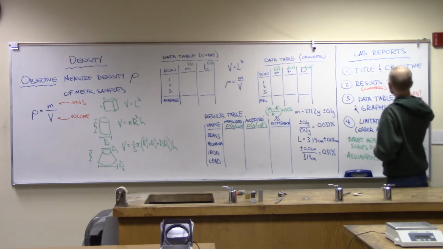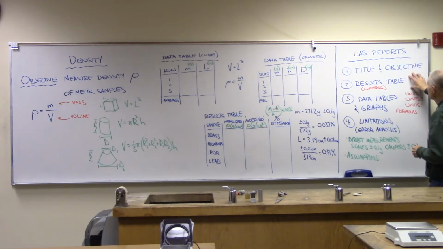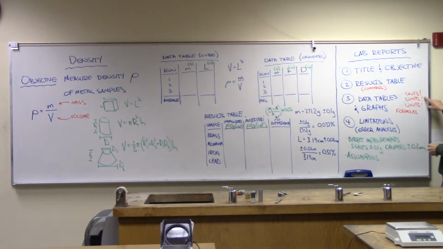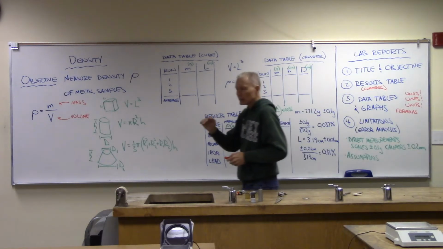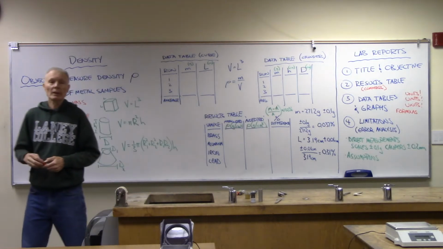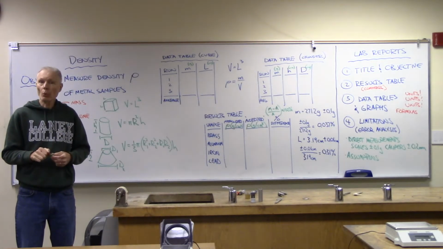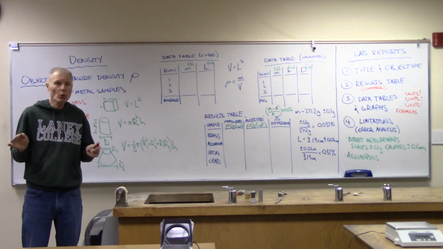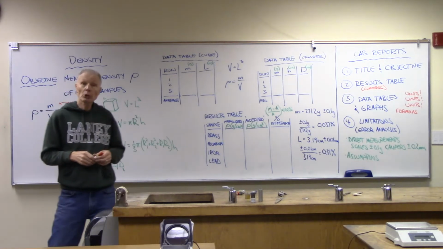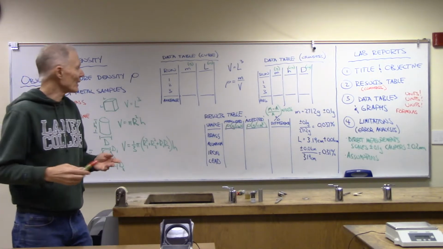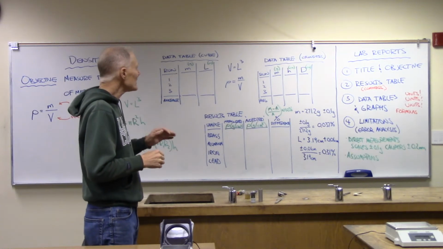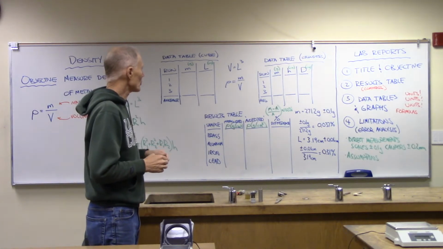All right, we've talked about this. So title and objective, results table, data tables. Now I make a big deal about units because units are really important. And then formulas. Any formulas that you've used in any of the calculations, those should appear in the report. You don't have to show all the calculations. If you want to show a sample calculation, that's fine. If you want to show all the calculations, you could do that too. But in any case, make sure that the formulas are included.